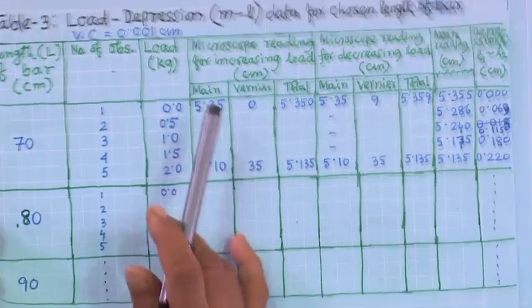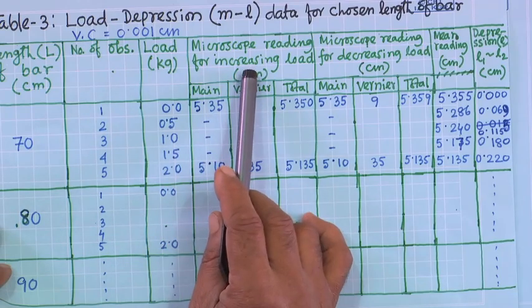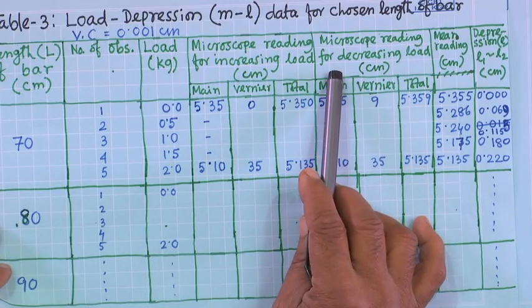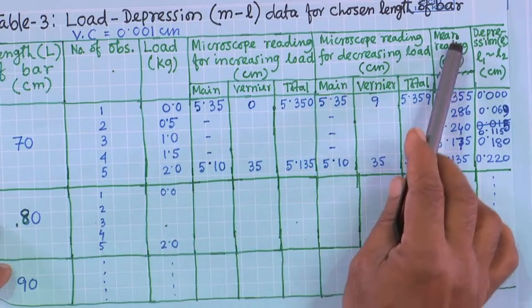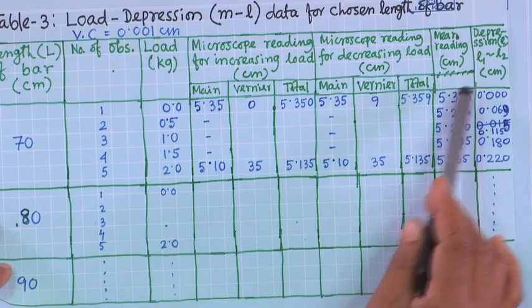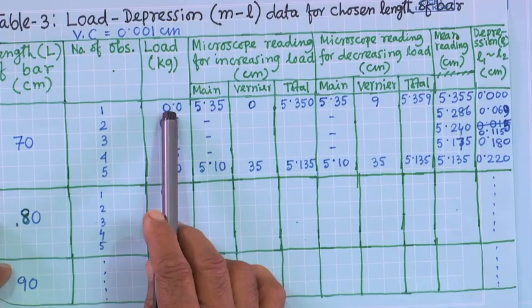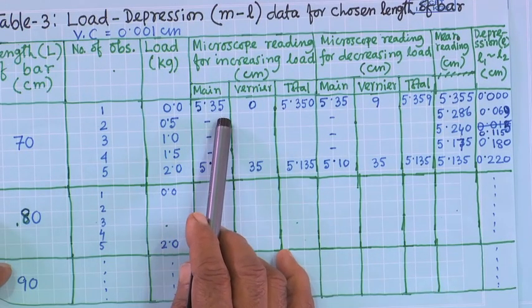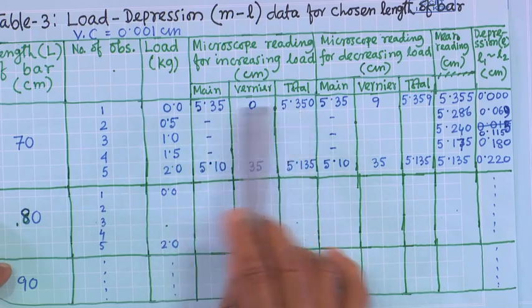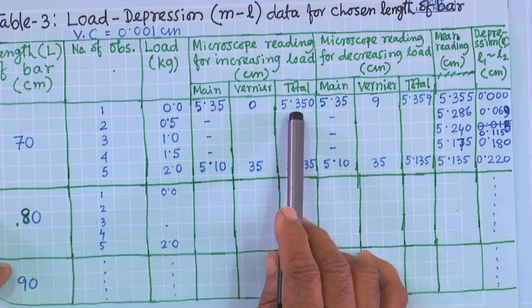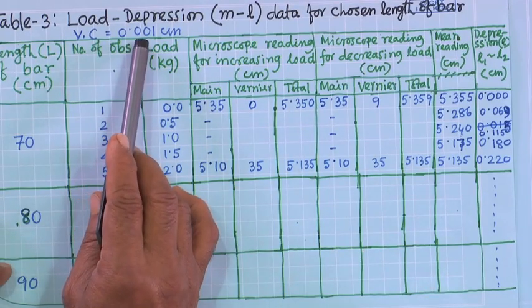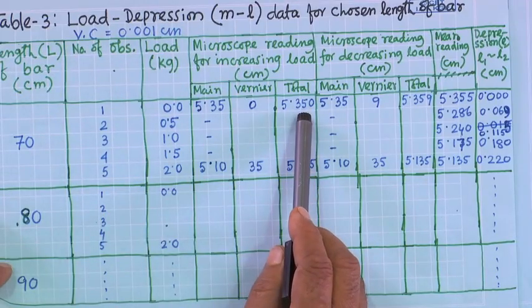So, here within our experimental geometry, this is the load, and from the microscope we are taking reading. So, here we have 2 columns, one for increasing load, another for decreasing load. Okay. And then we will take the mean reading, taking the average from these 2 readings. So, when mass is 0, we are not putting any mass. So, the initial reading is 5.35, vernier is 0, then the total reading for this mass in kg is 5.350. That 0 you have to write, because here the vernier constant is 0.001, so we have to write up to 3 decimal points.